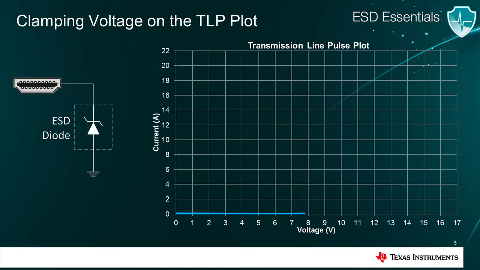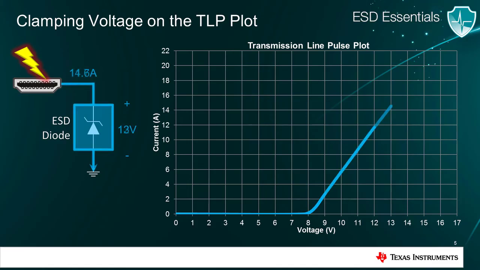The best way to find the clamping voltage of an ESD diode is to look for the transmission line pulse plot, or TLP plot. The TLP provides the current voltage relationship of the diode, and the clamping voltage can be extrapolated for a given input current. For example, when 1 amp is discharged into the diode, it will clamp at 8.4 volts. When 2.7 amps is discharged, the clamping voltage will be 9 volts. At 5.8 amps, it will be 10 volts, and so on and so forth.